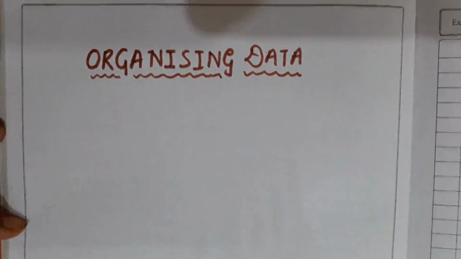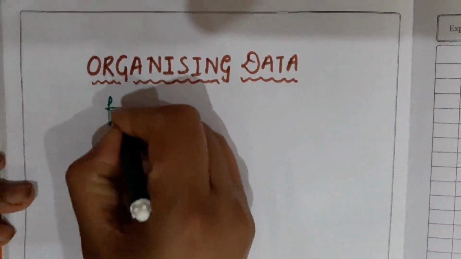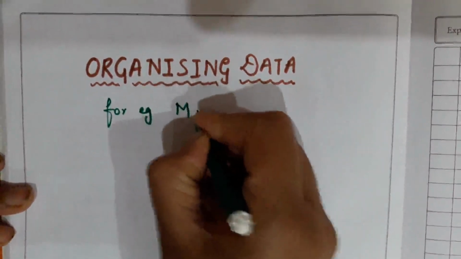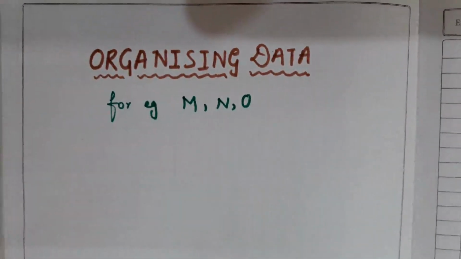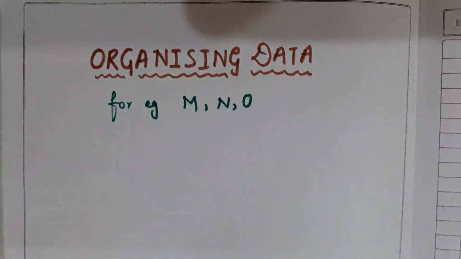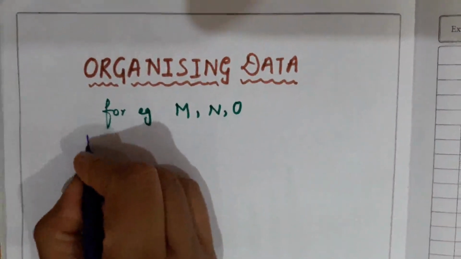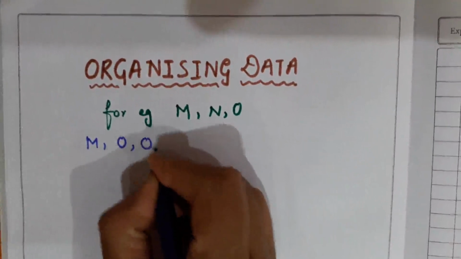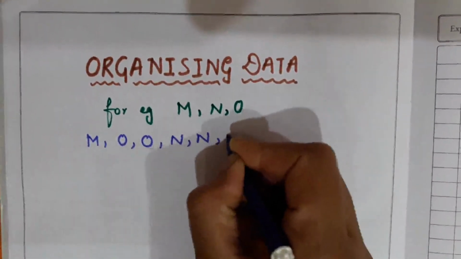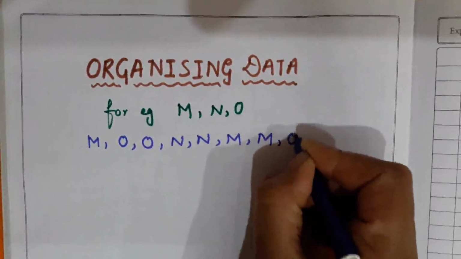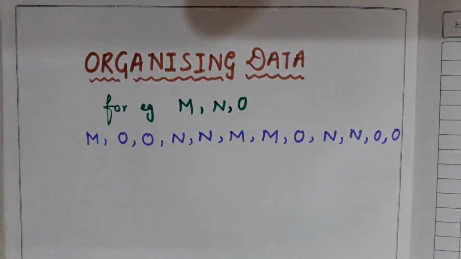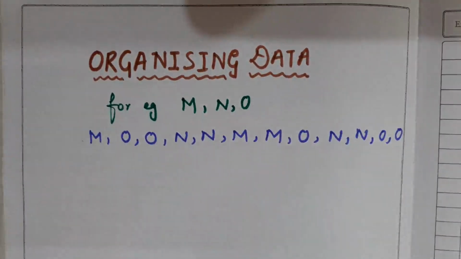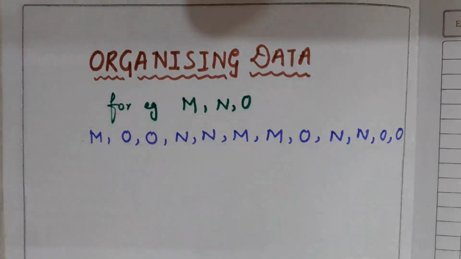For example, I am taking 3 variables M, N, O. So in my present data only M and O are present, but the number of M and O is there. Okay, so in this way you are having data. Number of times M is repeating, number of times O is repeating, number of times N is repeating. How can we represent this data?